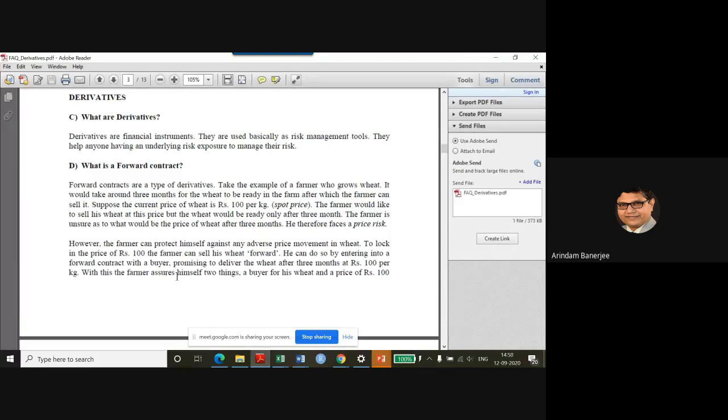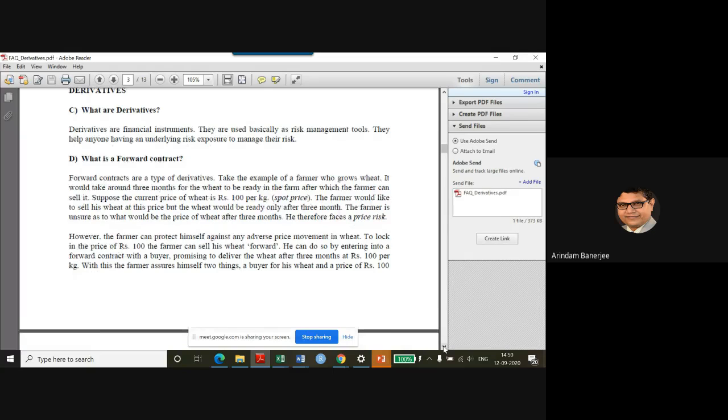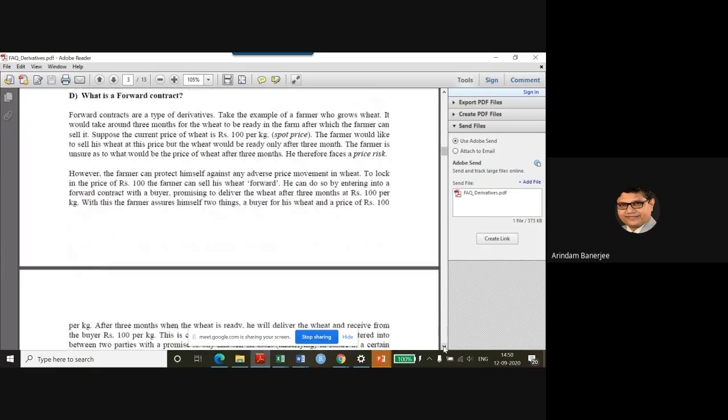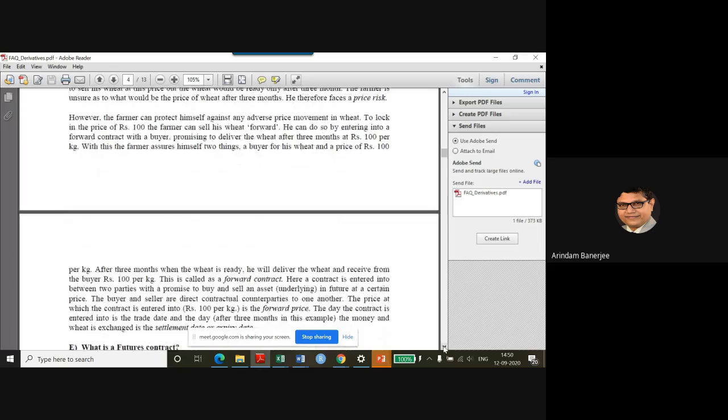He can enter into a forward contract. And what is a forward contract? Promising to deliver the wheat after 3 months at 100 per kg. And with this, the farmer assures himself that he will get 100 per kg. He doesn't have to run around, because he is not sure what the spot price will be after 3 months. And this type of contract is called a forward contract.